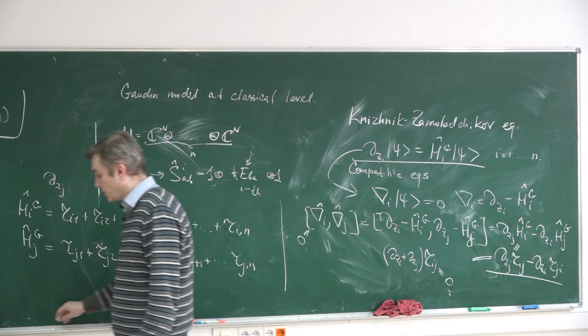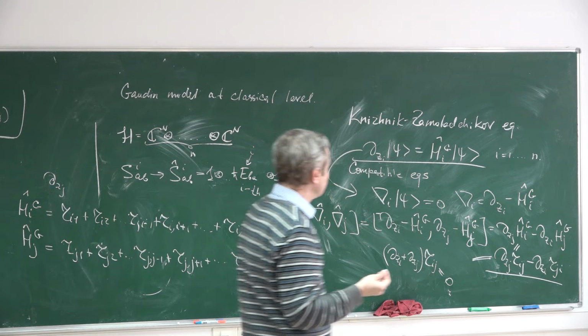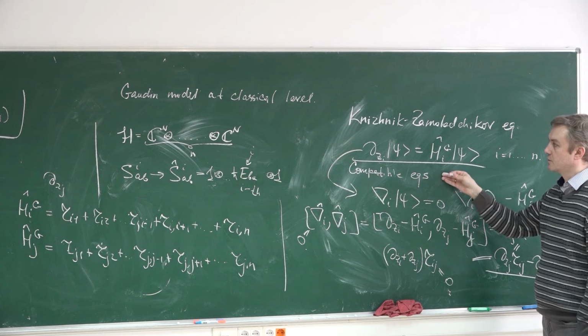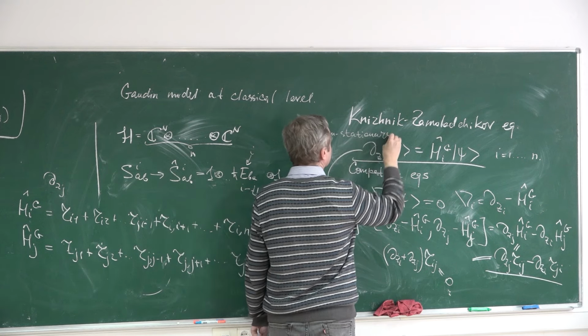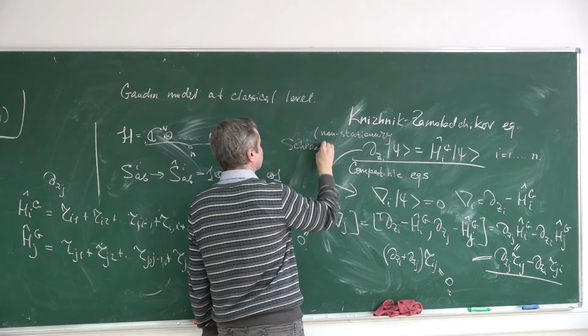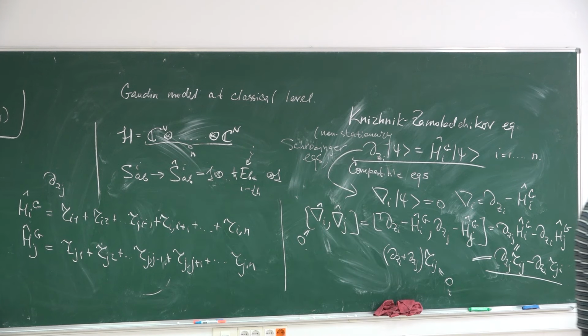And what does it mean from the point of view of classical mechanics? You see, the quantum Gaudin model is a set of Schrödinger equations. And at classical level, we have a classical integrable system. And if we look at Knizhnik-Zamolodchikov equations, we see that this is a set of non-stationary Schrödinger equations. And non-stationary Schrödinger equations correspond to something non-stationary at classical level.